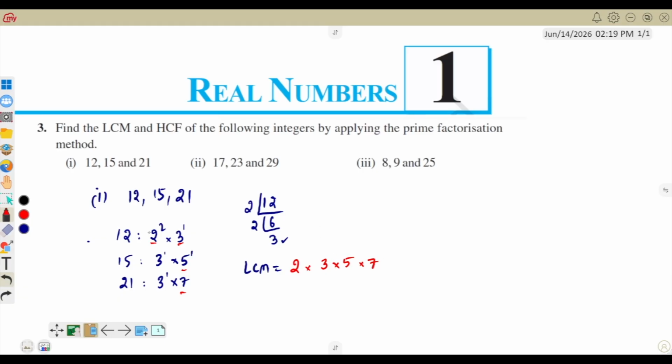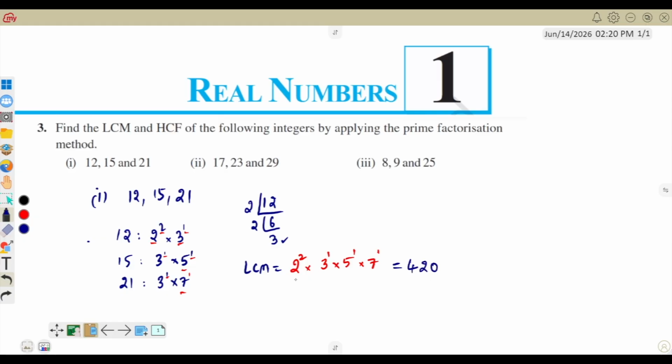Now LCM means we need to take the highest power. 2 is a non-common factor, so we'll take the power as is, 2 square, and then 3 is a common factor in all 3, so we'll take the highest power, all of them having power 1, so no problem, 1 we will take. 5 and 7 are non-common, so all powers we will take as is. Now let's multiply this so that we will get 420. So this is the LCM.